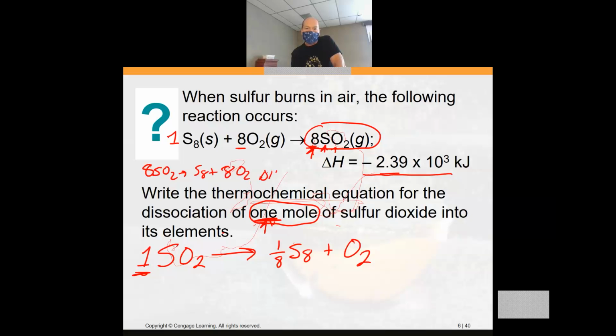My delta H for this is a positive 2.39 times 10 to the third kilojoules. So when you reverse it, it becomes positive. But now we have to divide it by 8. And so we have 2.39. We have to divide that by 8.